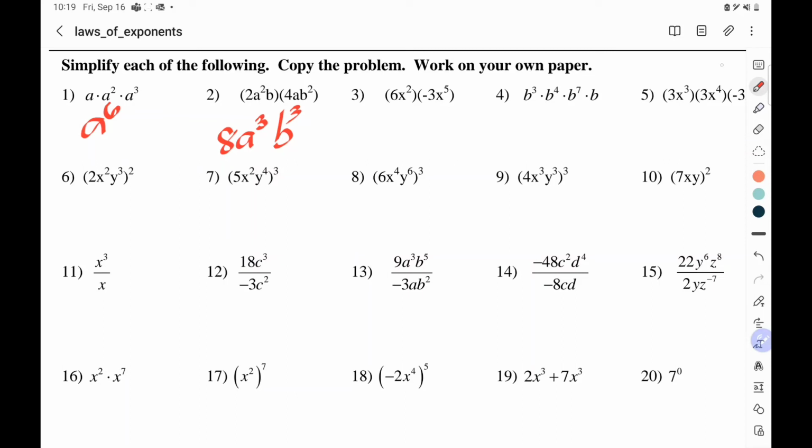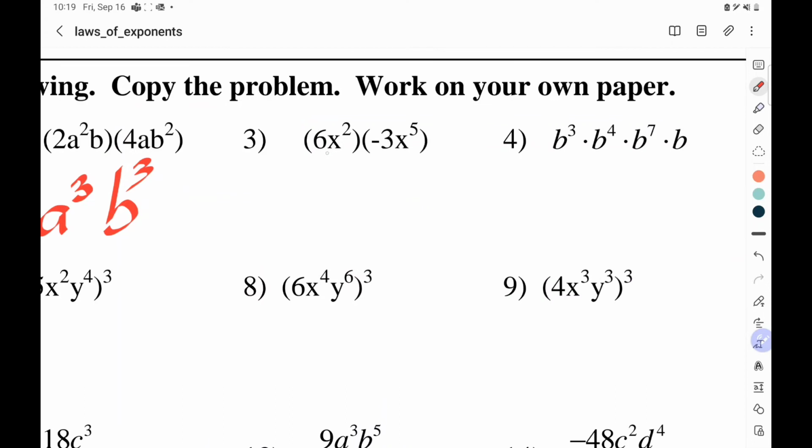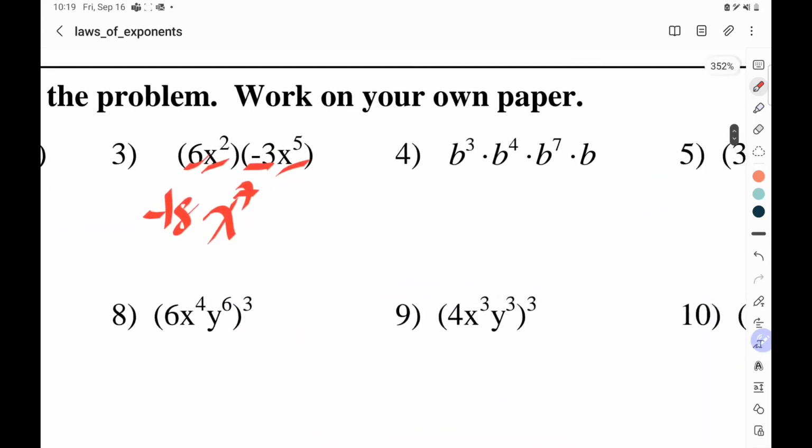For number 3, we multiply the coefficient by coefficient, so we have positive 6 times negative 3, which is equal to negative 18, and then x squared times x to the power of 5, we have x to the power of 7. That's your answer for number 3. For number 4, how many b's do we have here? We've got 15 b's, so we have b to the power of 15 here.